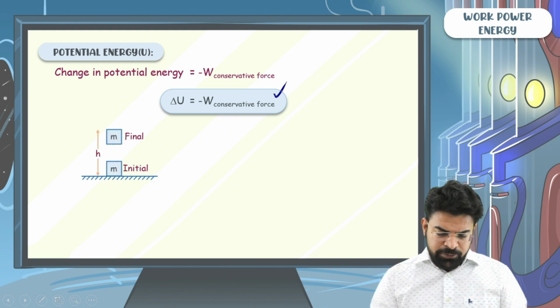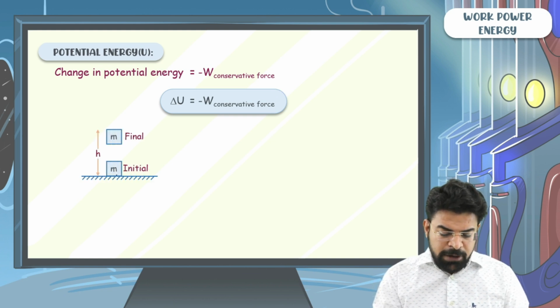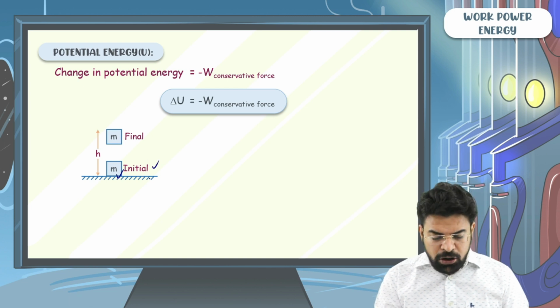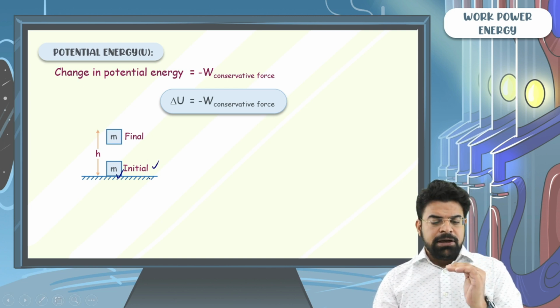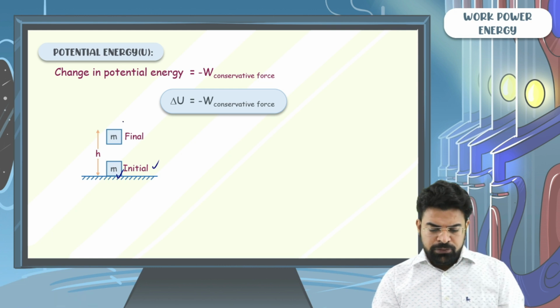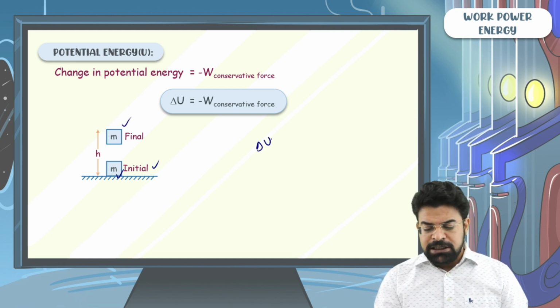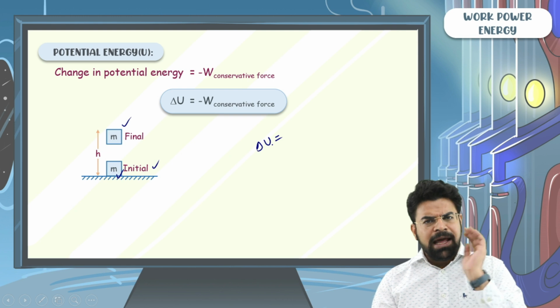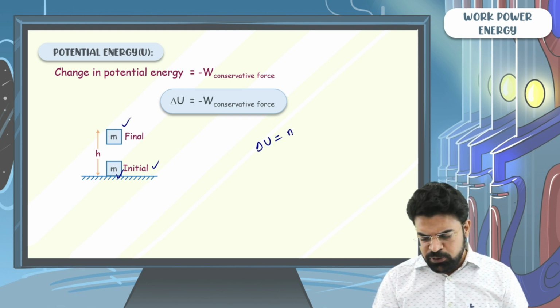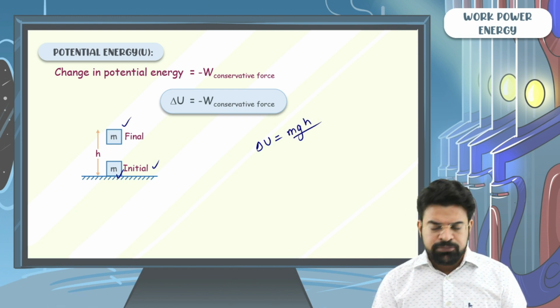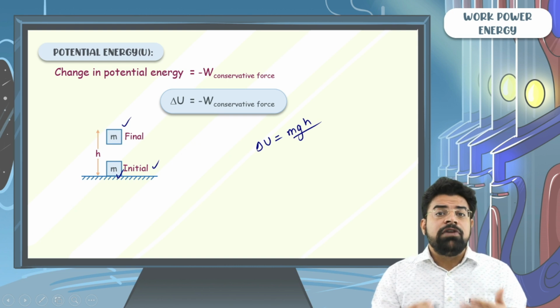Now let's say we have a block of mass m. It is initially on the ground and somebody increased its height by h. The question is, what is the change in potential energy of the block? And I know that you know this really well, sir. The change in potential energy of the block will be mgh. But from where do we get this?